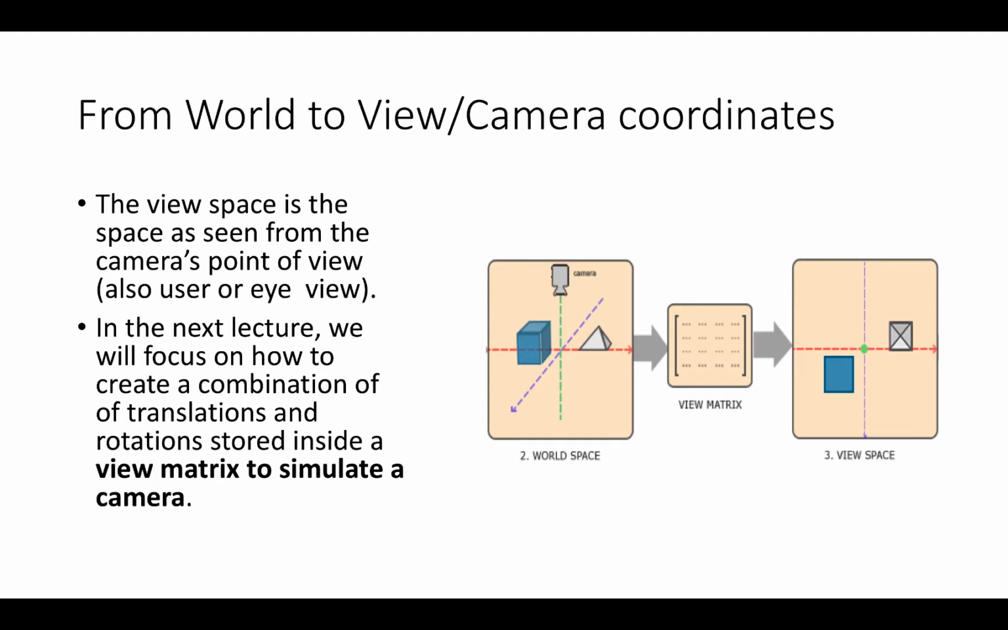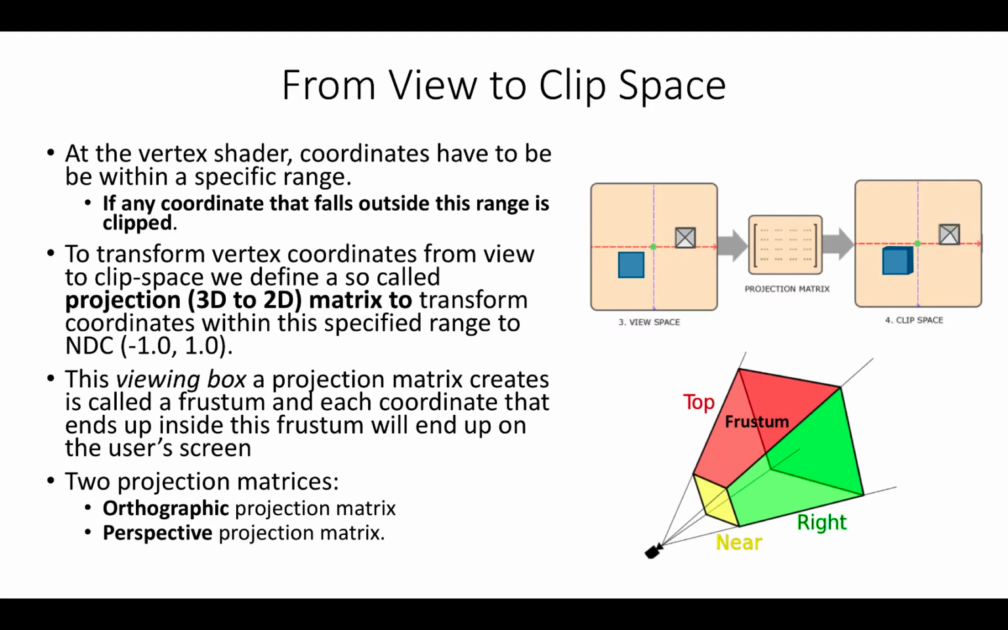These combined transformations are generally stored inside the view matrix. In the next lecture, we will discuss how to create such a view matrix to simulate a camera. At the end of each vertex shader, OpenGL expects the coordinates to be within a specific range, and any coordinate that falls outside this range is clipped. Coordinates that are clipped are discarded, so the remaining coordinates will end up as fragments visible to our screen.